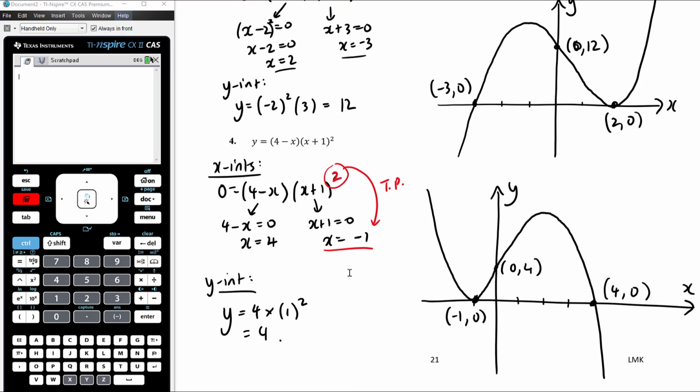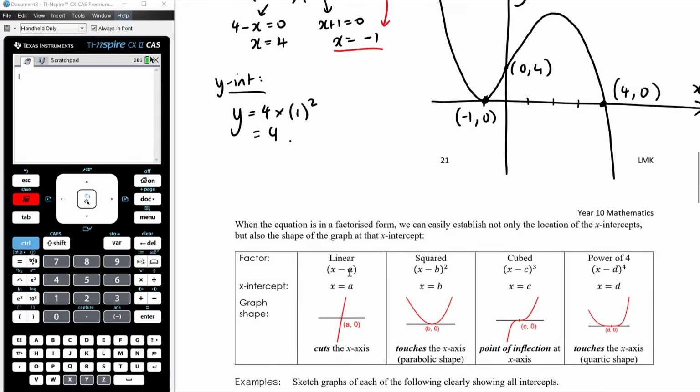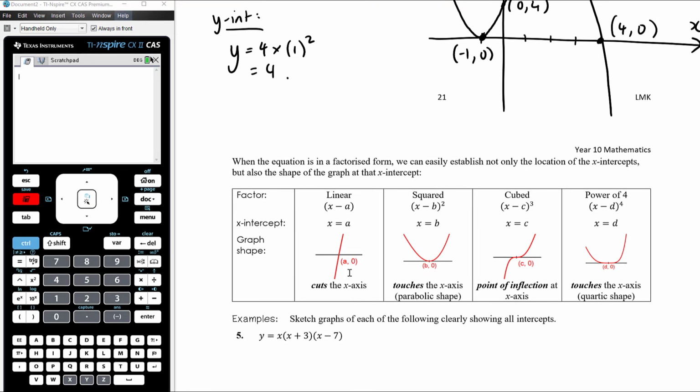Okay, so let's formalize and extend a little bit what we're seeing here. When we have our equation in a factorized form, we can easily establish not just where the x-intercepts are, but also the shape of the graph at that x-intercept. When we have a linear factor, so x minus a with no power, we learn that x equals a is an x-intercept, and because that factor is to the power of 1, the graph will just cut through the x-axis at that point. If we focus close to the point, it'll look a bit like a linear graph at that point, just cutting straight through.